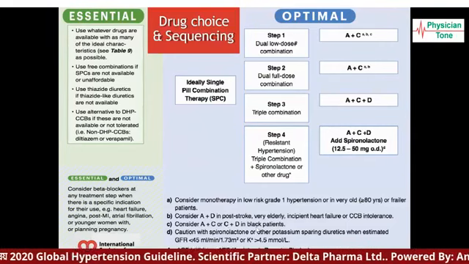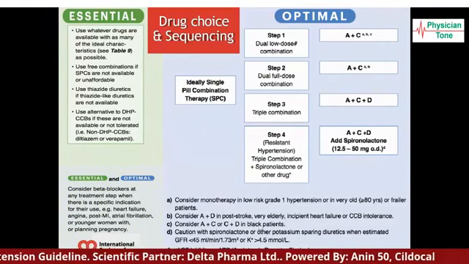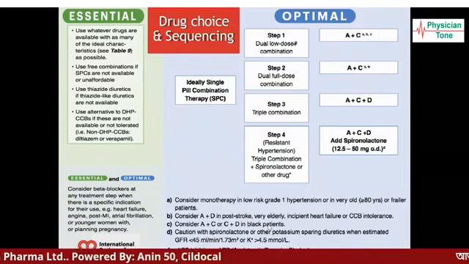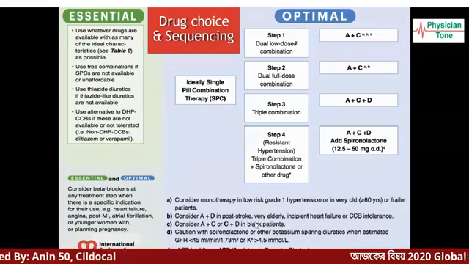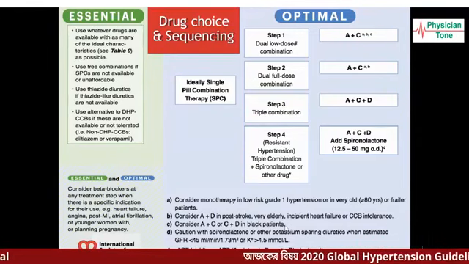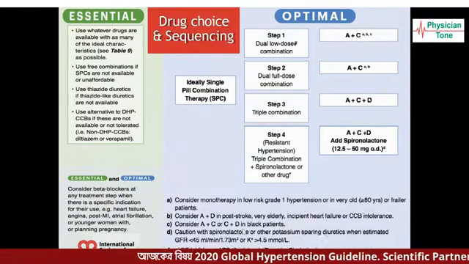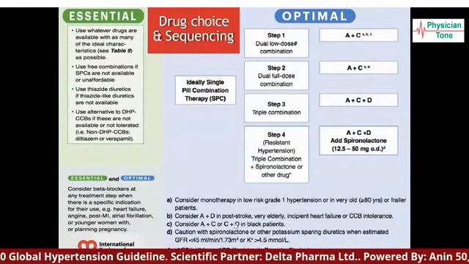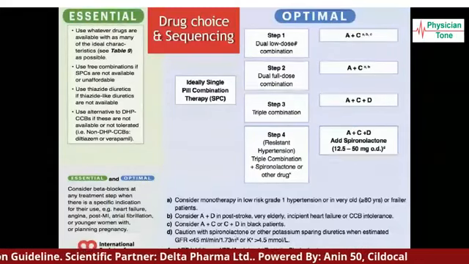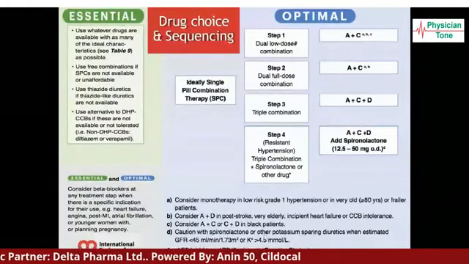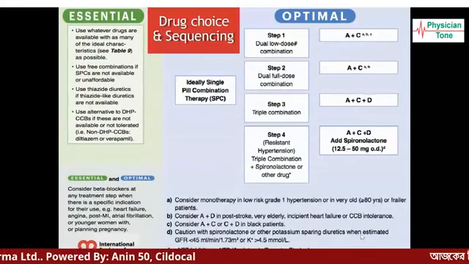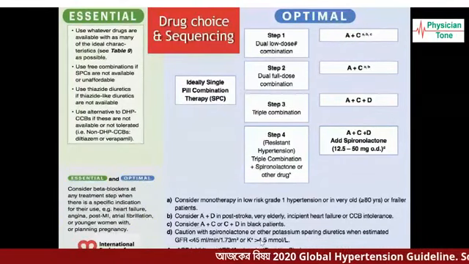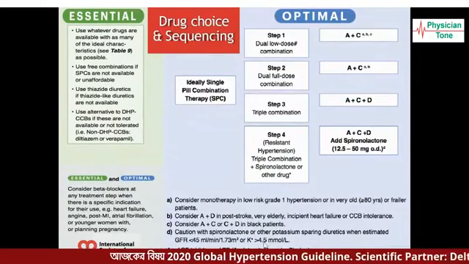In black patients, this 2020 guideline also puts some emphasis on ethnic variation in the treatment of hypertension. As we know, black patients have a tendency to develop angioedema with ACE inhibitors or ARBs, so they recommend calcium channel blocker plus diuretics for black patients. And also caution with spironolactone or other potassium sparing diuretics when estimated GFR is less than 45 and potassium level more than 4.5. So these are all the optimal care.